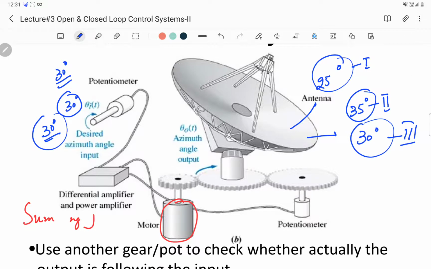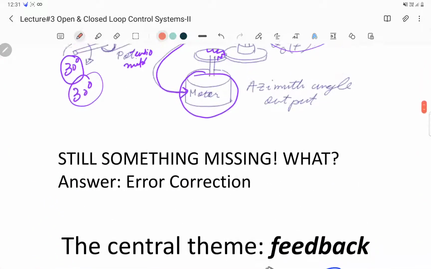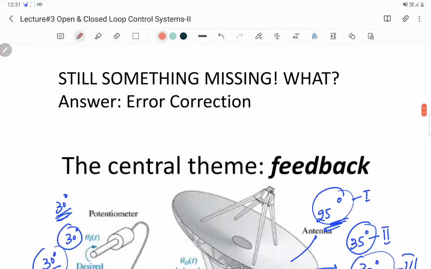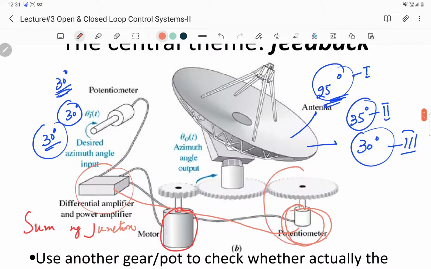In the first case, when we intend to rotate it by 30 degrees, it rotates only by 25 degrees. So we have a feedback system. If you look here, we have a feedback, with a potentiometer on the output side which is connected to the summing point or the summing junction. So this is a feedback system. In the initial example, we had no feedback from output to input. But in this case, we have a feedback from output to the input.